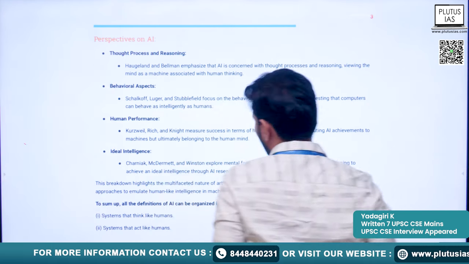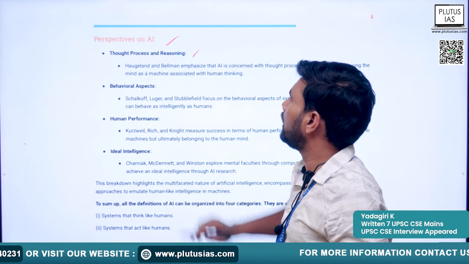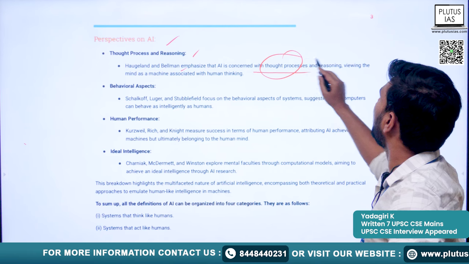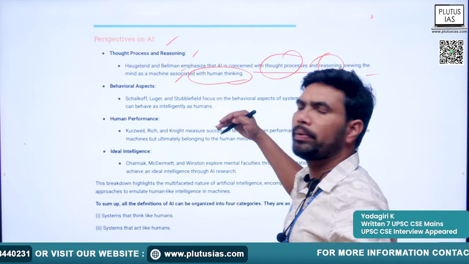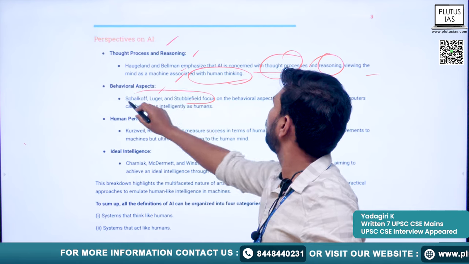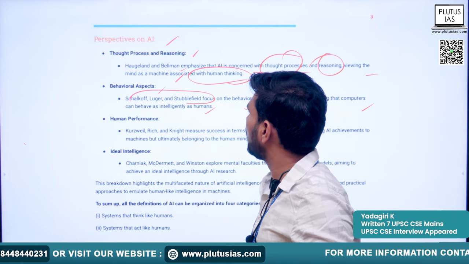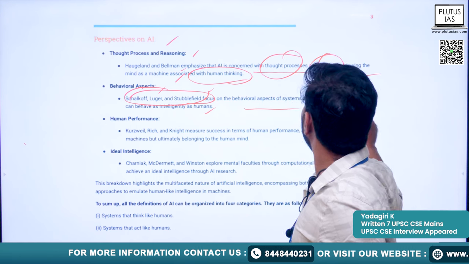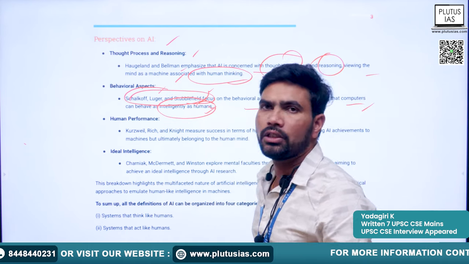Perspectives on AI. There are a variety of perspectives when it comes to artificial intelligence. Those are thought process and reasoning. Hoagland and Bellman emphasized that AI is concerned with thought process and reasoning, viewing the mind as a machine associated with humans. This is the opinion of these two experts. When it comes to behavioral aspects, these scientists focused on the behavior of systems, suggesting that computers can behave as intelligently as humans. These three experts opined that computers can mimic exact human behavior and be as intelligent as human beings.